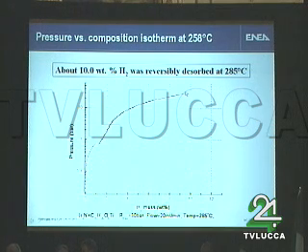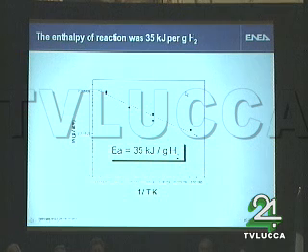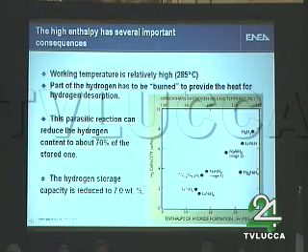And the problem is that it has a very high enthalpy. The enthalpy of the reaction is very high, at about 35 kilojoule per gram of hydrogen. And the high value of the enthalpy has several consequences. The working temperature is relatively high.